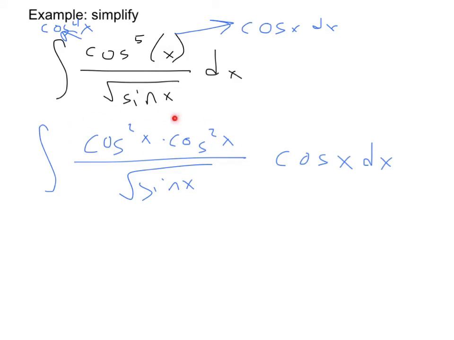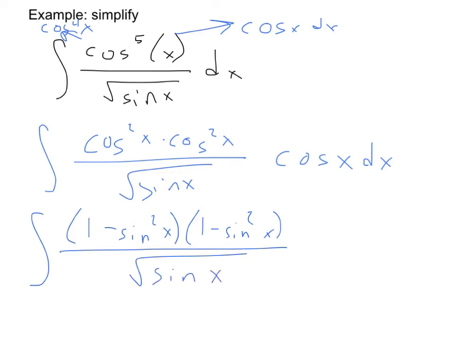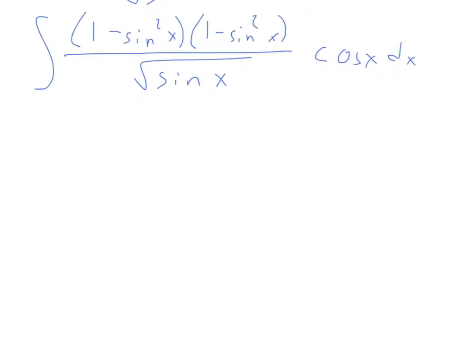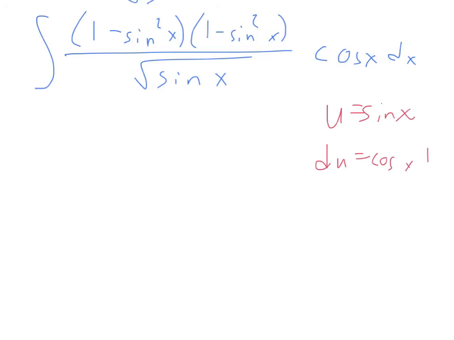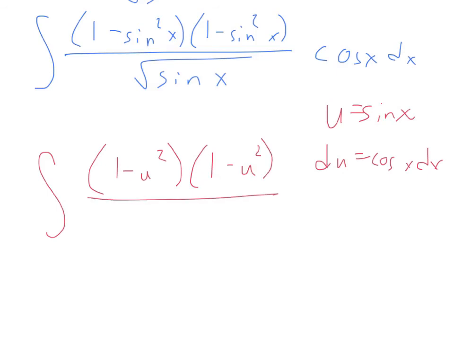I need to change these two guys on the top. So this will become 1 minus sine squared x times 1 minus sine squared x over the square root of sine x times cosine x dx. At this point, I would say we're more ready to do that substitution. We can say, yep, I'm ready to say that u is sine x, that du is cosine x dx, and as soon as we make that substitution, this thing becomes the integral of 1 minus u squared times 1 minus u squared over the square root of u du.